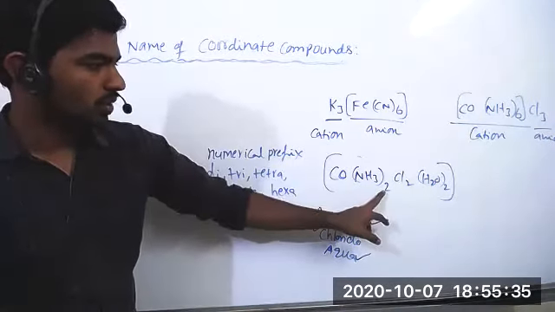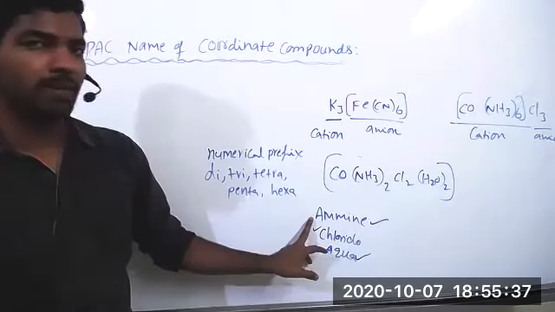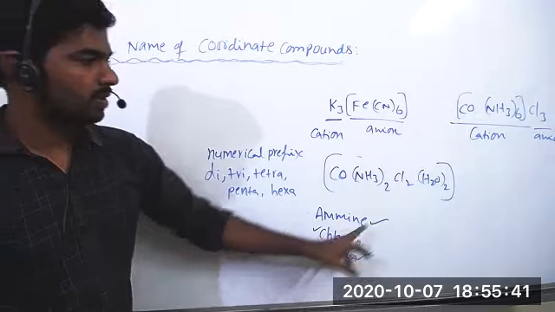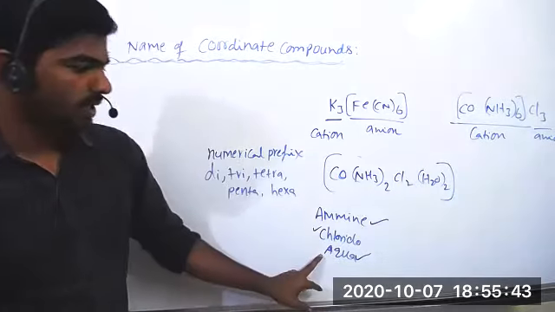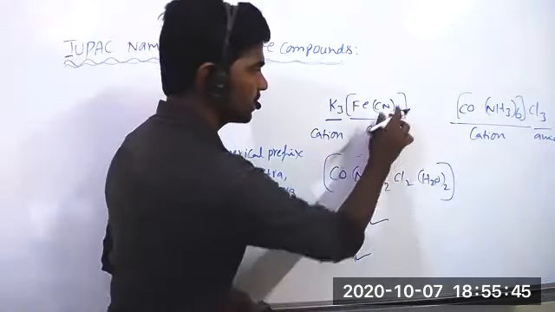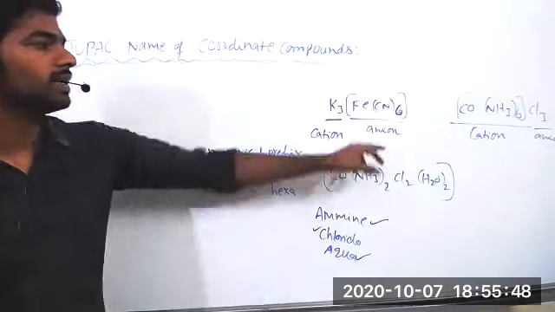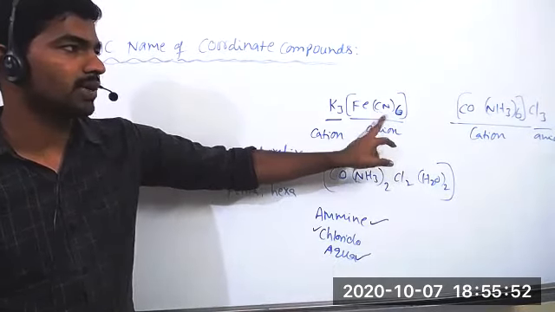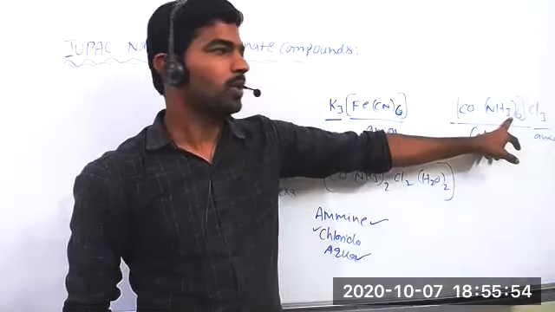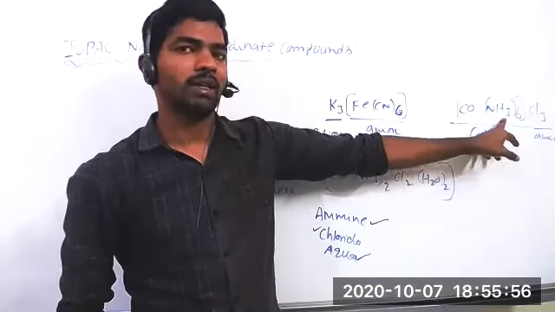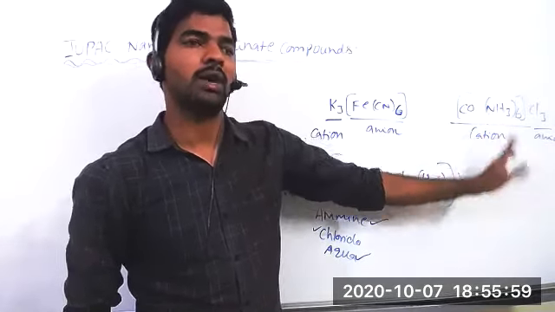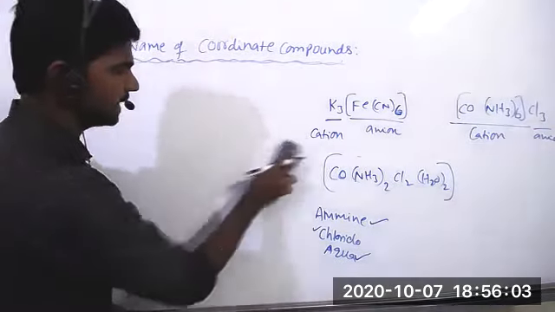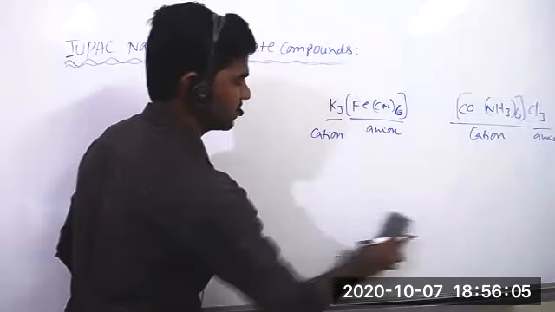Here, suppose two ammonias are the ligands, we write diamine. Two chlorines, we write dichlorido. Two water molecules, we write diaqua. Suppose six cyanides are there, we write hexacyanido. Don't write cyano, we write cyanido. Six ammonias, we write hexaamine. Suppose four, we write tetraamine. Now you are asking about bis, tris, tetrakis, when we use those, right?